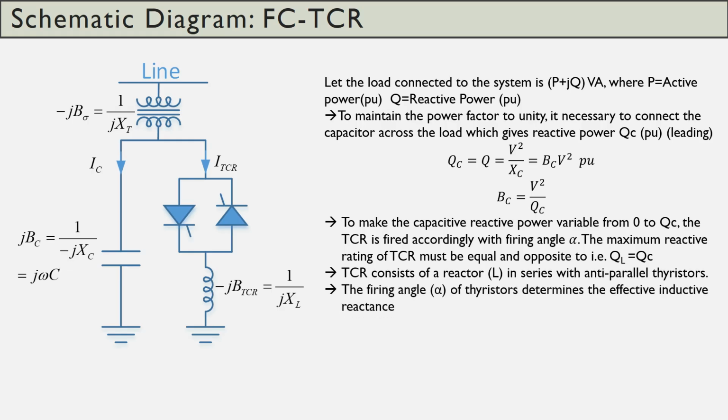So let the thyristor branch consist of the inductor L in series with the anti-parallel thyristor. The firing angle alpha determines the effective reactance or effective susceptance.